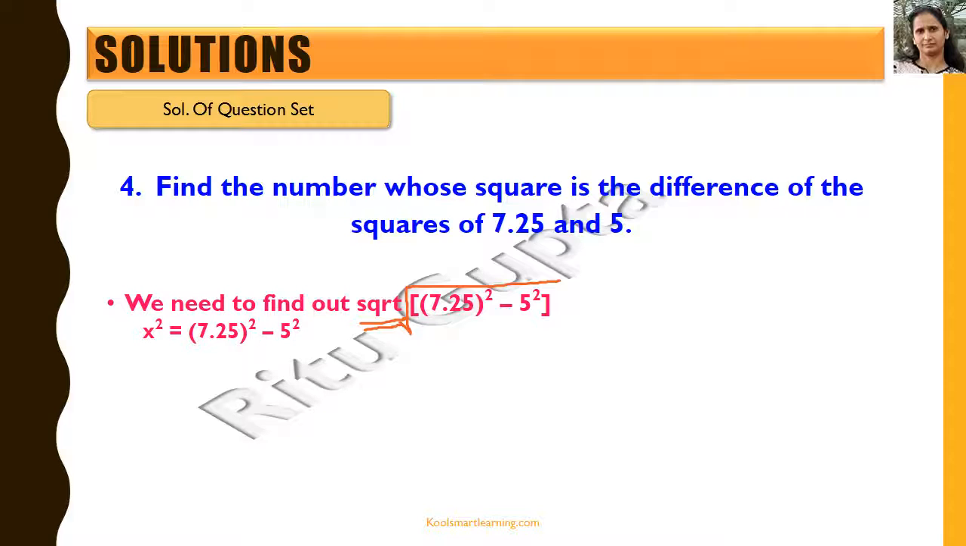So now we can say that the square root is x. Square root of x square is basically x. So we square both the sides and we say x square is equal to 7.25 whole square minus 5 square. And now we use the identity a square minus b square is equal to a minus b into a plus b. So we write it as 7.25 minus 5 into 7.25 plus 5, which gives us 2.25 multiplied by 12.25. So that is 27.5625. This is x square.